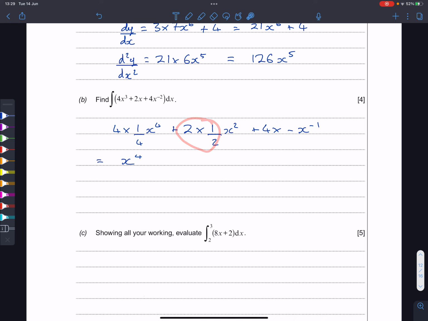Then I've got 2 halves, which again is 1. So I've got 1/2, 1x squared. And then here, we've got positive times a negative, which is overall negative 4x to the -1. And don't forget, because this is integration which does not have limits, so an indefinite integral, we need to put a constant of integration on there, so plus c. Now it's complete.